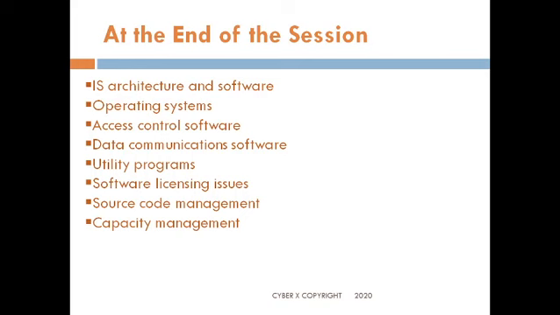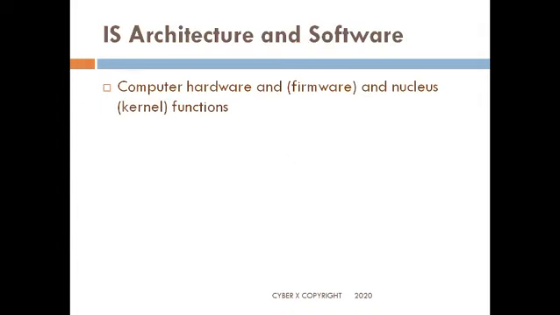So at the end of this session, we will understand IS architecture and software, operating systems, access control software, data communication software, utility programs, software licensing issues, source code management, and capacity management. So IS architecture and software.